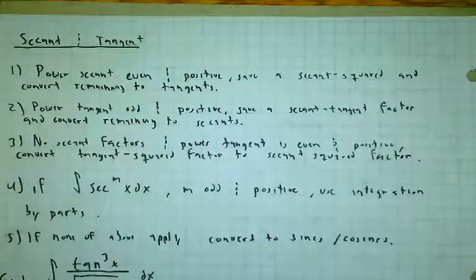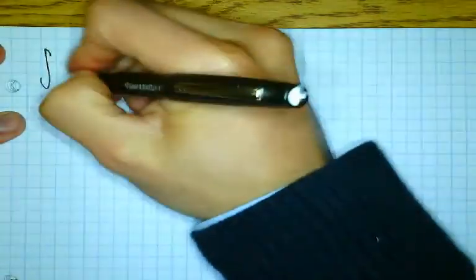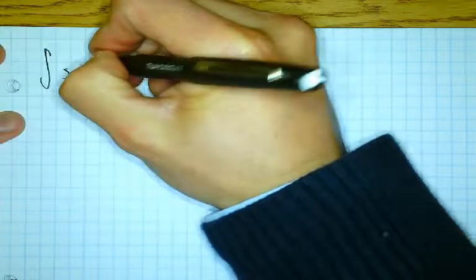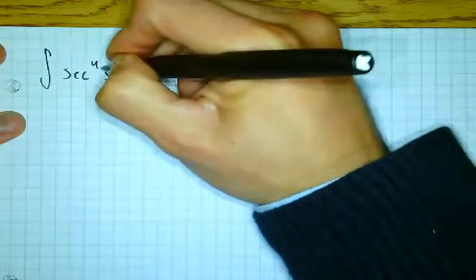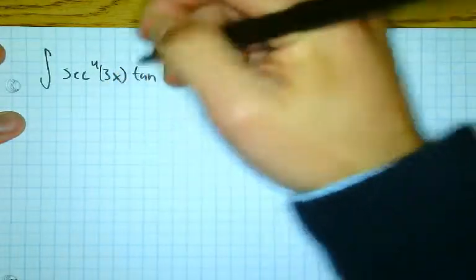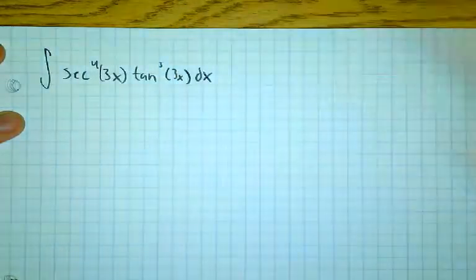Alright, I'm assuming you've written down the rules, so we're ready to try out an example. Let's do our first example for this. Let's do an integral of secant to the power of 4, 3x, tangent to the power of 3, 3x dx.